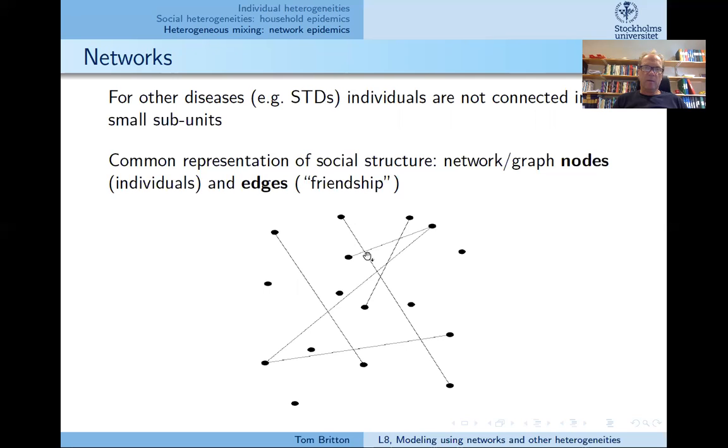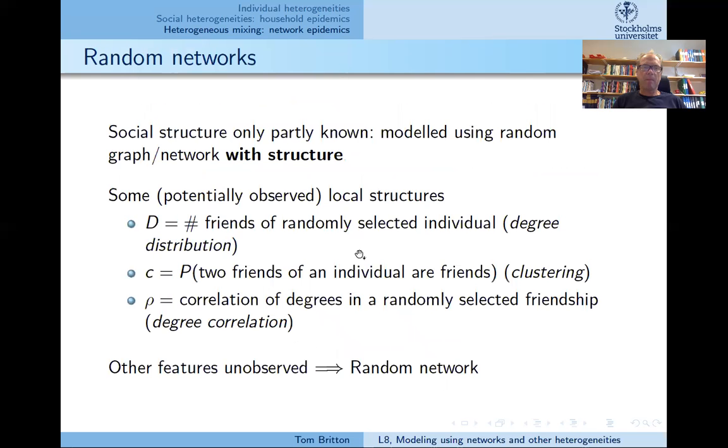So connecting to the social network, the nodes reflect individuals, and an edge between two nodes reflects some type of social relationship. If you're interested in the spread of influenza, it might be that you are connected to the people that you meet on a daily basis. Whereas if you're interested in a sexually transmitted infection, an edge reflects a sexual relationship between two individuals.